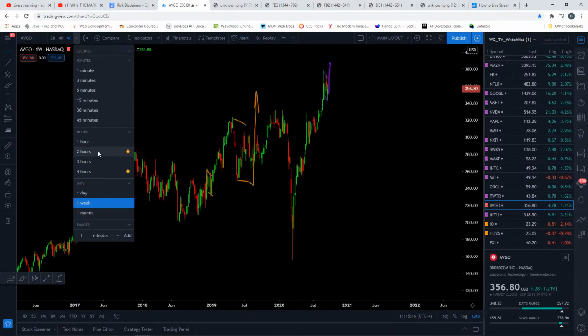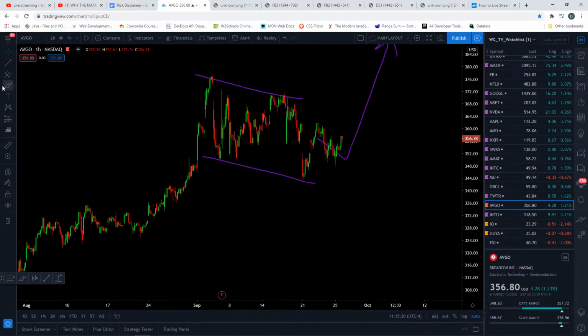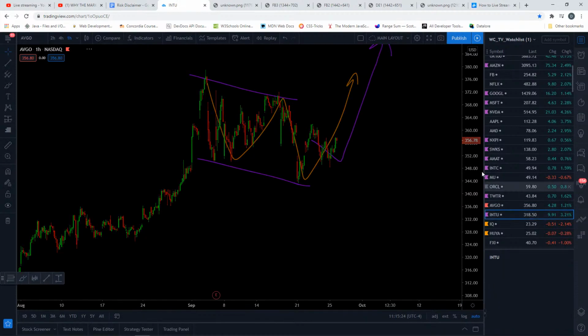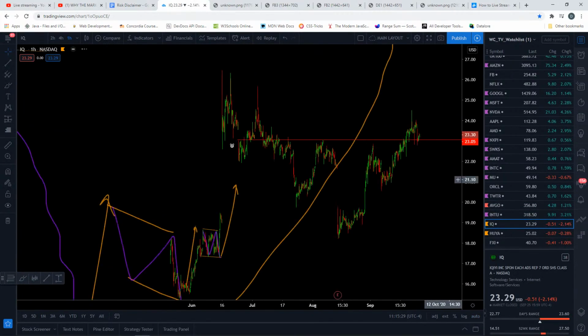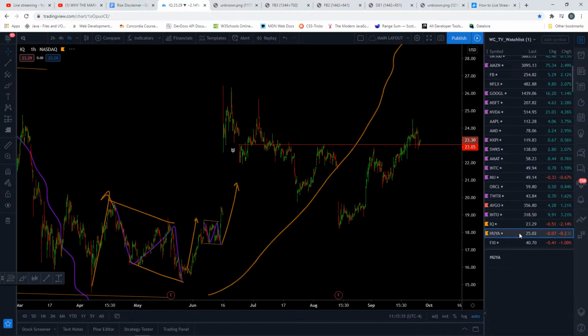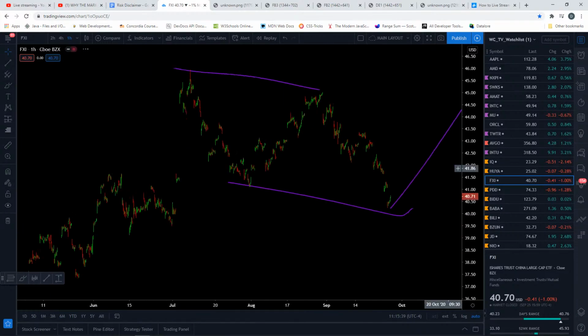Avgo, interesting. Same pattern all the time. So you get the 1, 2, 3 up. IQ is a buy always. Again, you can see the same pattern, 1, 2, 3. Look for longs. Huya, same thing. Look for buys. FXI. So what do we see here?